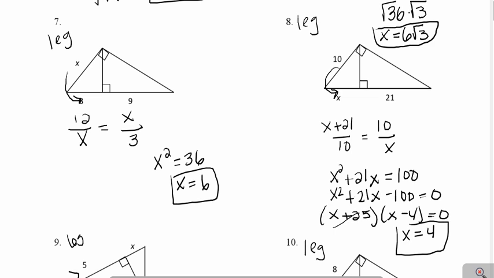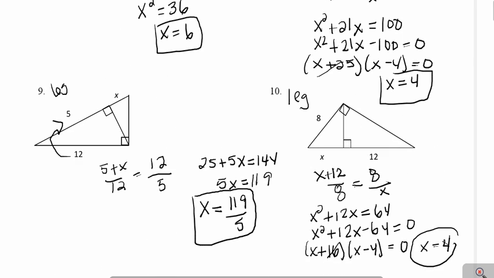And I knew that I would get 2 answers since it was a quadratic, but I crossed off the x equals negative 25 because I know I can't have a negative side length. So it always has to be the positive answer. So x equals 4 is the final answer for number 8.